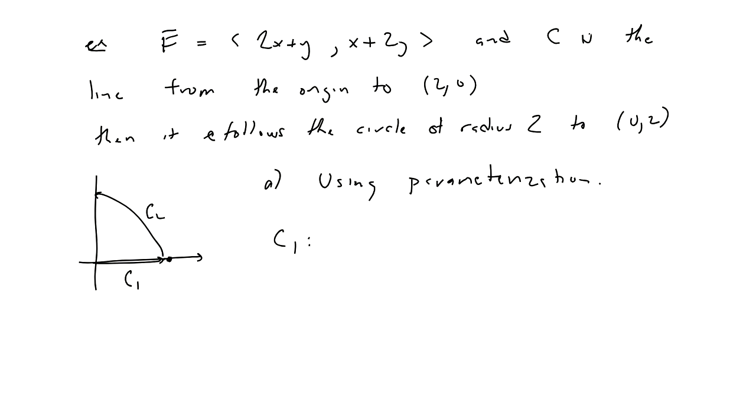So C1 goes from 0, 0 to 2, 0. So what is a parameterization for that? One of them's easy. So we're going from 0, 0 to 2, 0. Y is equal to obviously 0. And x we have a couple options for, and they all work as long as we make them similar.